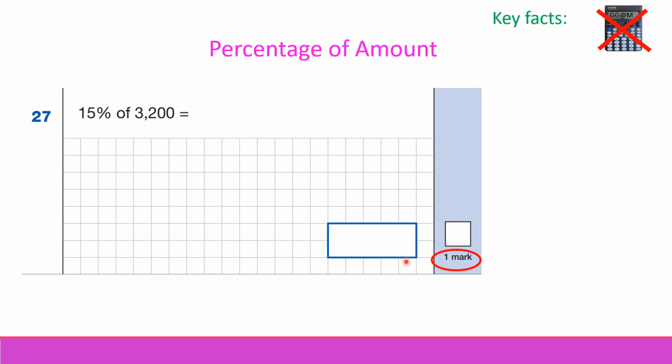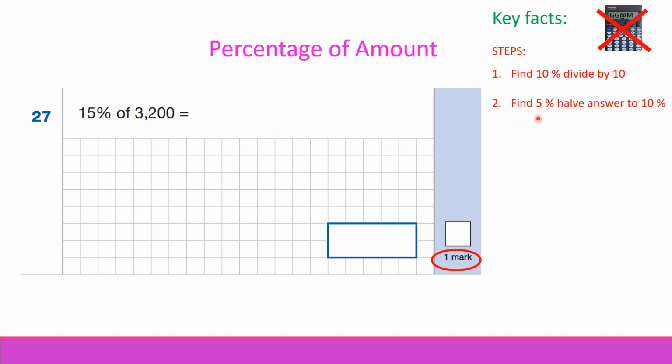The key facts you need to know are, first of all, your first step is to find 10%. That means we have to divide the number that you've been given by 10. So if you divide this number 3,200 by 10, that will find 10%. Remember, when you divide by 10, all the digits are going to move one place to the right to make the number smaller, which is also the same as taking a 0 off the end.